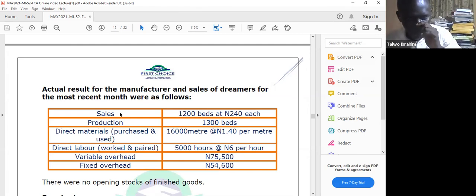So that's that. Then variable overhead and fixed overhead. They gave us the totals, they didn't give us the rate. Variable overhead is 75,500, while the fixed overhead is 54,600. These are the actual costs they incurred during the period. And there were no opening stock or finished stock.